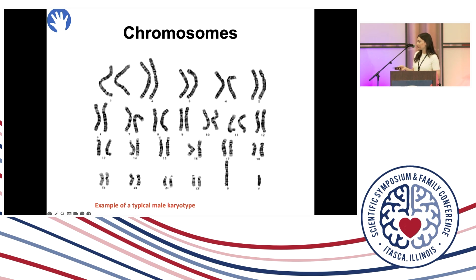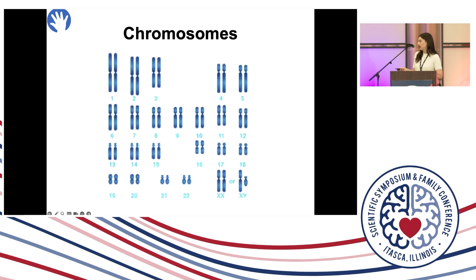The first 22 pairs are all the same. They are pairs of chromosomes that are organized by size. So chromosome number 1 is the largest, and chromosome number 22 is the smallest. And to talk about the last pair, we have to switch over to this schematic, which you'll see right here is either the XX for females or XY for males.